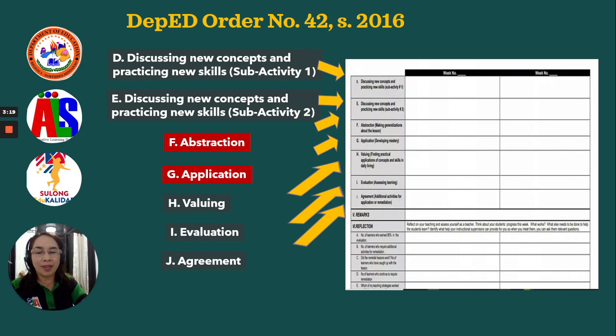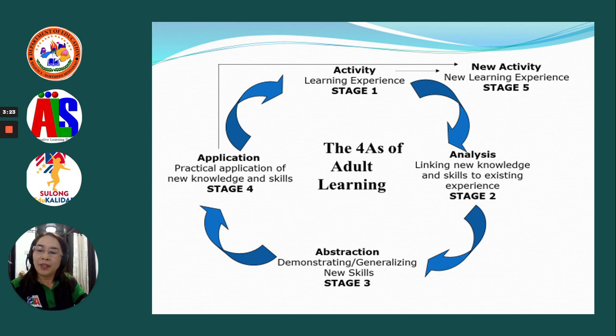So what are these 4A's of adult learning? The first A is activity, which focuses on the learning experience of our learners, and that will be stage 1. Second A is analysis. This is all about linking new knowledge and skills to existing experience. That's stage 2. The third A is abstraction. That's demonstrating or generalizing new skills. That's stage 3. And the fourth A is application. This is the practical application of new knowledge and skills. That's stage 4. And this application connects to new activity, which is giving opportunity to our adult learners in making or creating new learning experience.